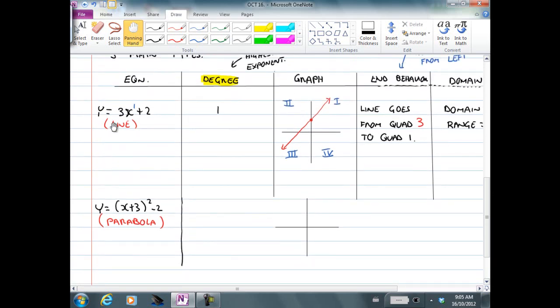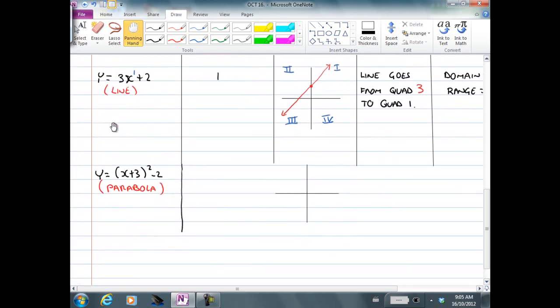So, next thing, degree. What's the degree going to be? 2. Degree means the highest exponent. Look at this. The highest exponent is 2, so it's degree 2. See, very nice. This doesn't require logic. It requires me to see it and look at it.